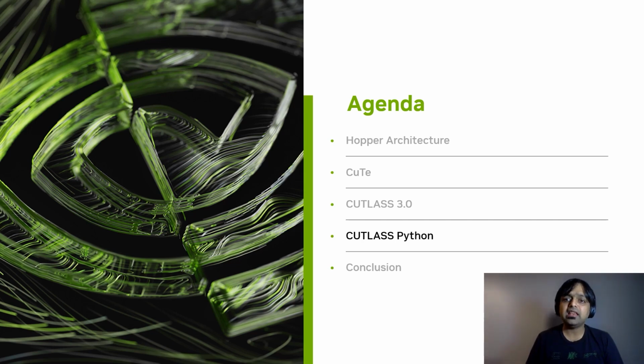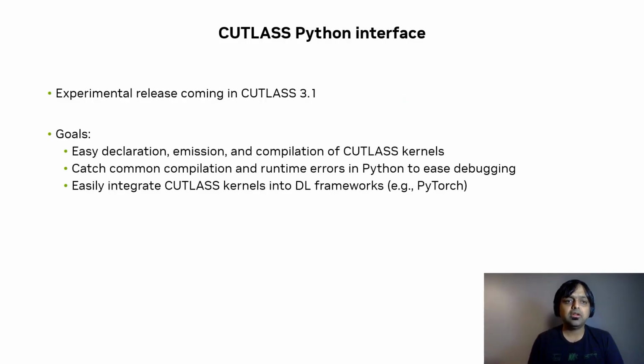Finally, moving on to the last section, in Cutlass 3.1, we plan to release an experimental version of a new high-level interface to Cutlass available via Python. The goals of this high-level Python interface are to make it easy to declare, emit, and compile Cutlass kernels, especially for beginner users, while maintaining the ability to also more carefully tune individual parameters. Another use would be to catch common compilation and runtime errors in Python to ease debugging. Finally, we also plan to make it easy to integrate Cutlass kernels into deep learning frameworks such as PyTorch.